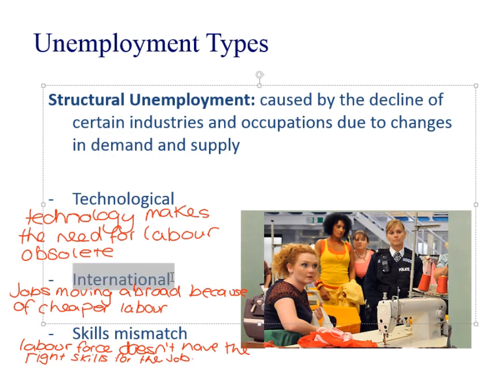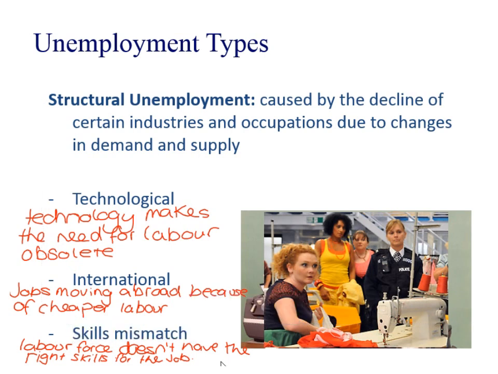There might be international reasons for it, so jobs have moved abroad because of cheaper labour rates, or there might just be a skills mismatch. So workers have skills, but not the right kind of skills that you need for jobs. So we often hear about this in the news, that there's going to be a skills mismatch, that we don't have enough, say, programmers or computer configurators and that kind of skill. So definitely, if you can take a course in coding, your skills should be in demand in the future.